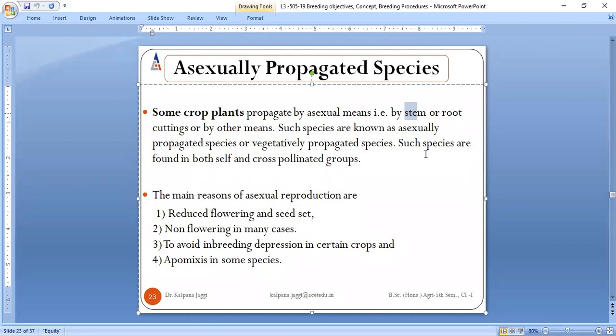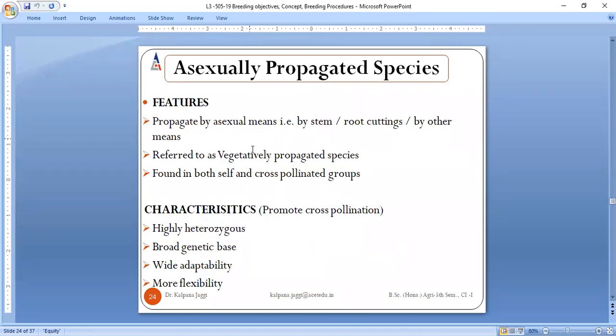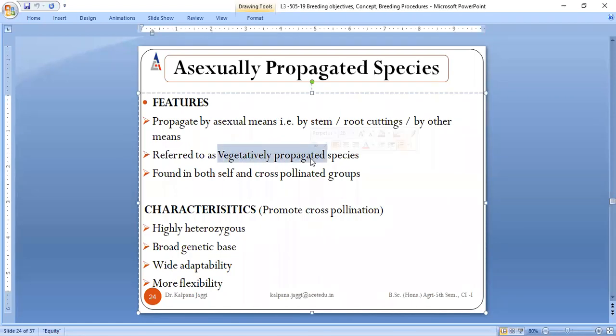So here, these species can include both the self and the cross-pollinated species. And the main reasons for asexual reproduction are reduced flowering, non-flowering, to avoid inbreeding depression, or apomixis; then we go for the asexually propagated species. These are the features. That means they propagate by asexual means. Since they are propagating by asexual means, they are said to be vegetatively propagated species. And as I have already told you, it is found in both self and cross-pollinated groups.